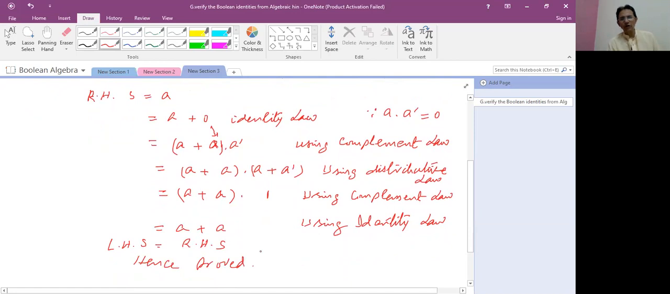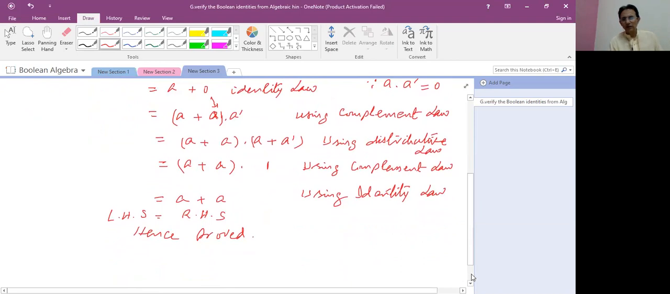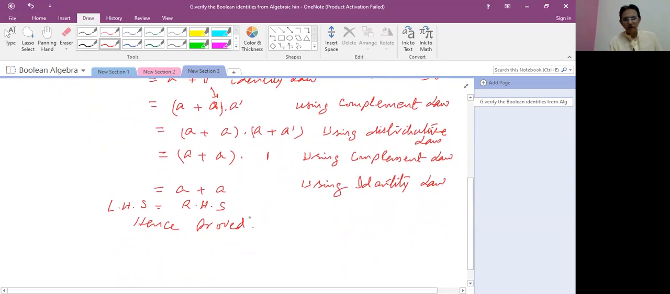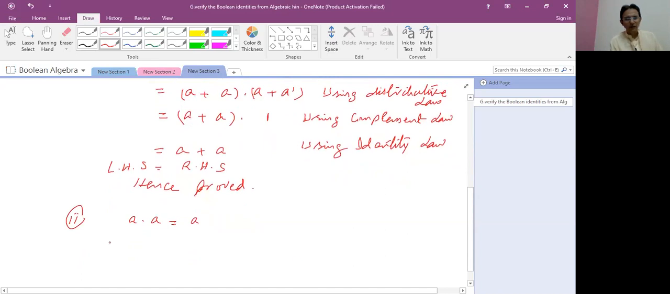So student, with the help of different algebraic laws, we are applying the algebraic laws here. We can easily prove the Boolean identities. Now the next example, when we consider A dot A, which is equal to A. Student, if we consider the left hand side, it is equal to A dot A.